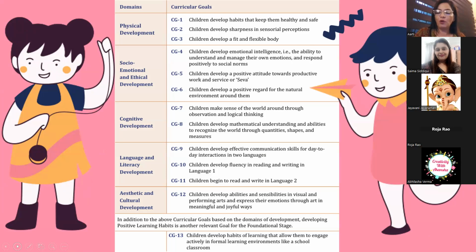The curriculum goal for first: children develop habits that keep them healthy and safe. This goal emphasizes cultivating behavior like hygiene, safety awareness, and healthful living. And talking about curriculum goal second, children develop sharpness in sensorial perceptions. Here, whether it is taste, smell, or touch, we enable them to better understand their environment, all the senses: sight, sound, taste, smell, and touch.